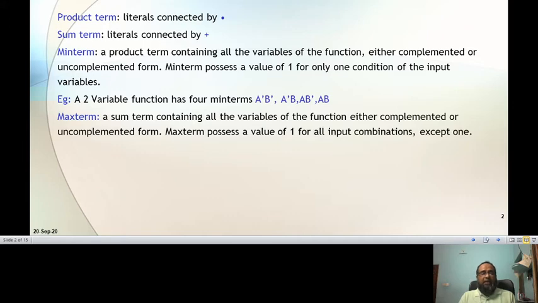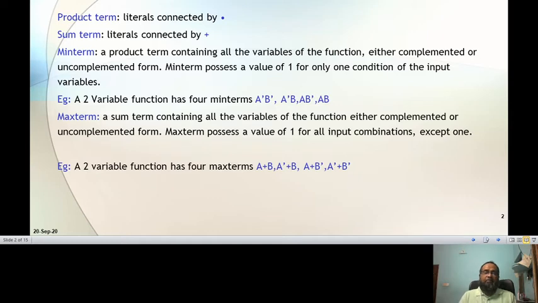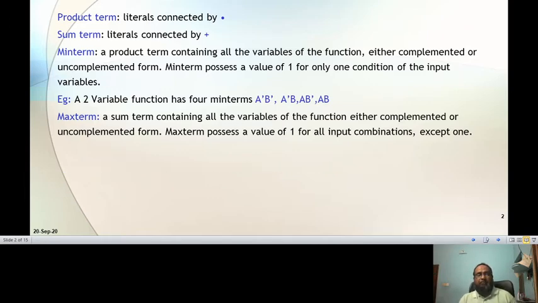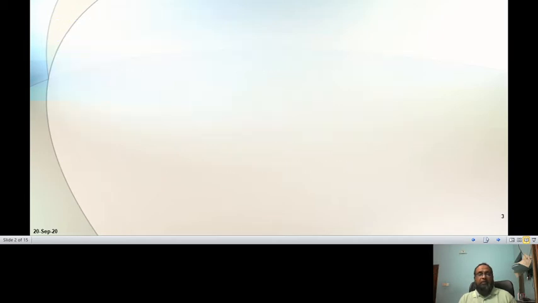Similarly, we have maxterm. A maxterm is the sum term of two variables or n number of variables. If we have two variables, the terms are a plus b, a bar plus b, a plus b bar and a bar plus b bar. Here we know that except a bar plus b bar, all the other terms give the output 1, that is why it is called a maxterm.